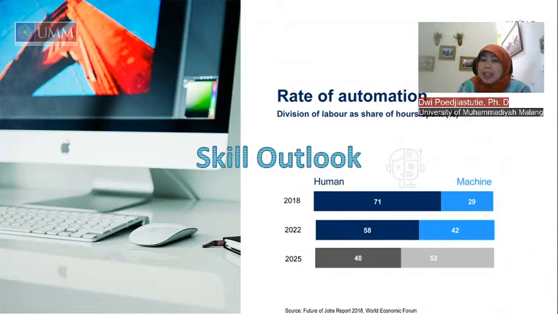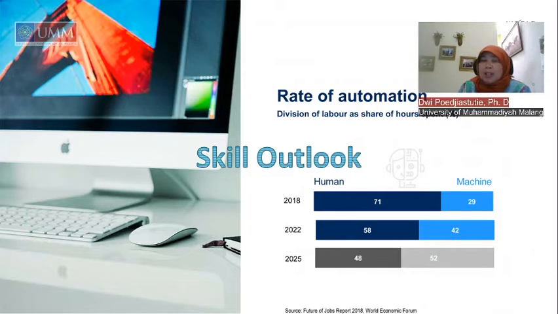And it is also predicted for the next 25 years from 2022, where by 2025 the use of human power is much lesser, with 48% of the industry handled by humans, while machines will replace human power by about 52%. So machines, robots, and artificial intelligence will be more obvious in the 21st century.